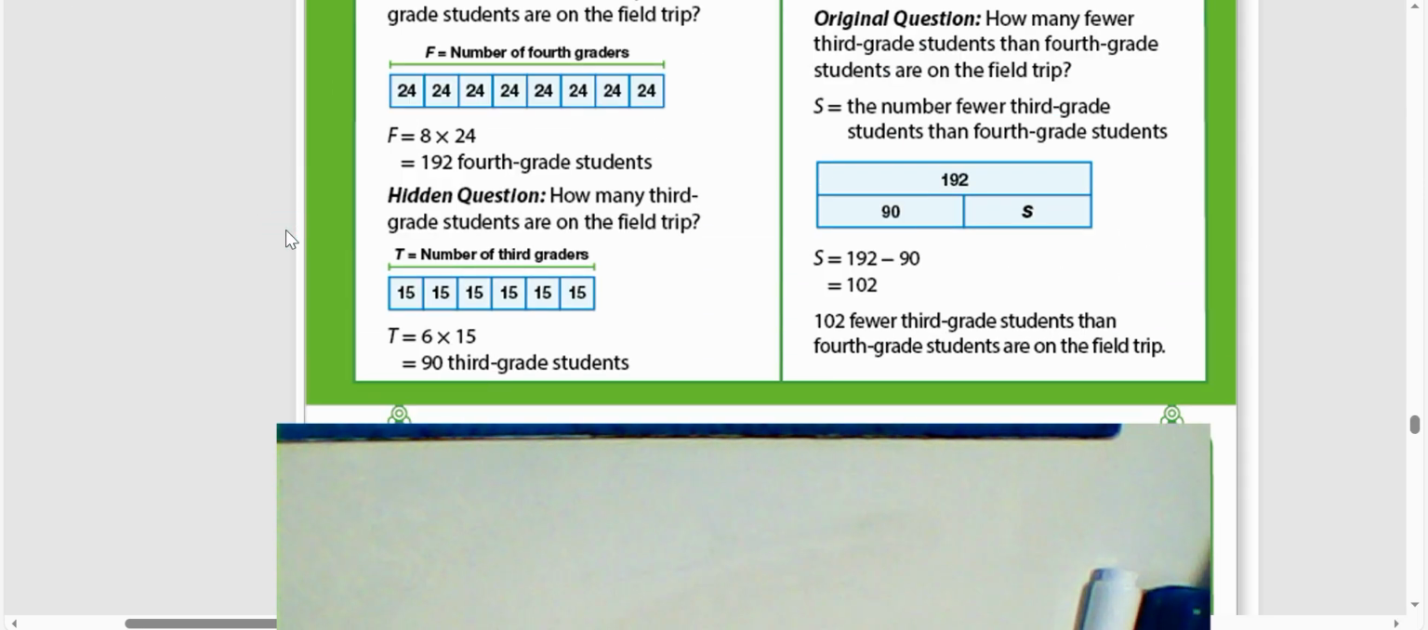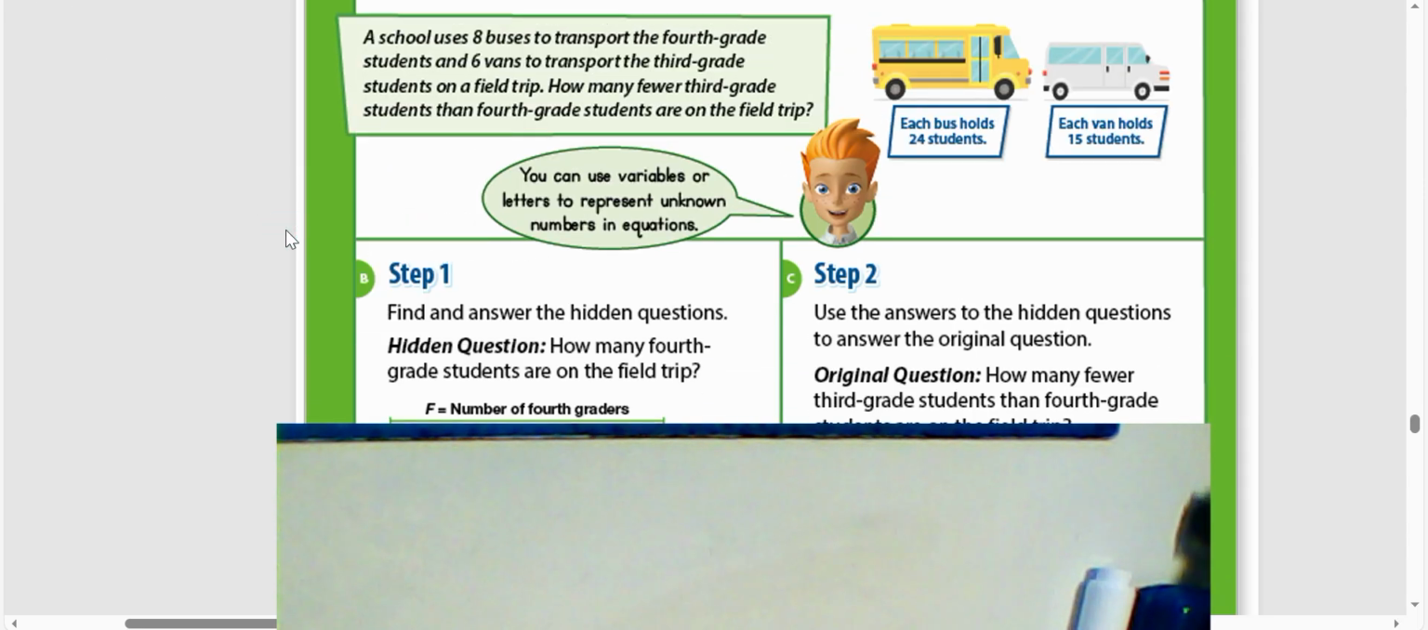look at this question up here. He asked about this question. A school uses 8 buses to transport 4th grade students and 6 vans to transport the 3rd grade students on a field trip. How many fewer 3rd grade students than 4th grade students are on the field trip?